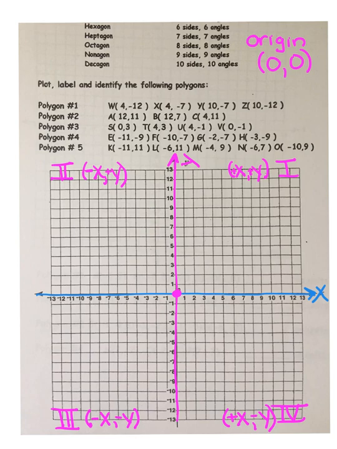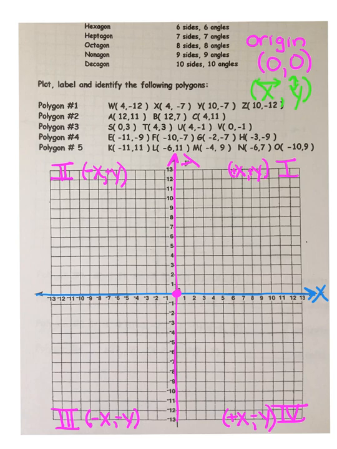Now let's plot a polygon. Remember, our x coordinate, which always comes first in the ordered pair, controls your left and right movement on the coordinate plane. Your y coordinate, which always comes second in the ordered pair, will control whether you move up the coordinate plane or down the coordinate plane.